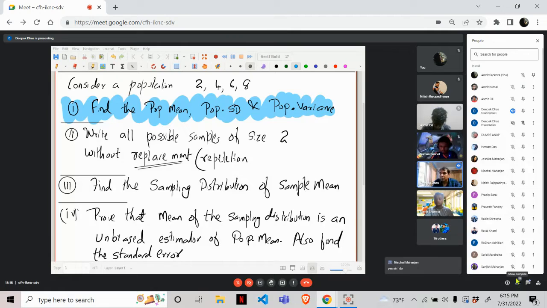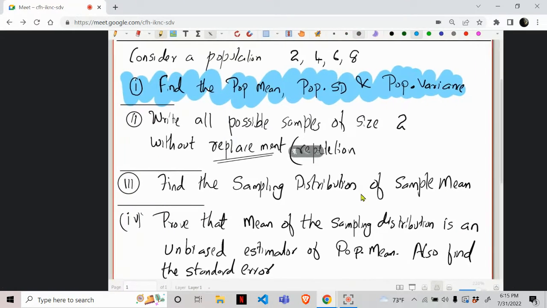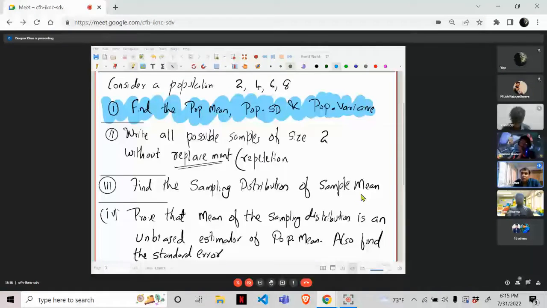Please put it in one variable mode. And if your mic is not working, Nishal, type all the answers in the chat. Population mean, population standard deviation, population variance.